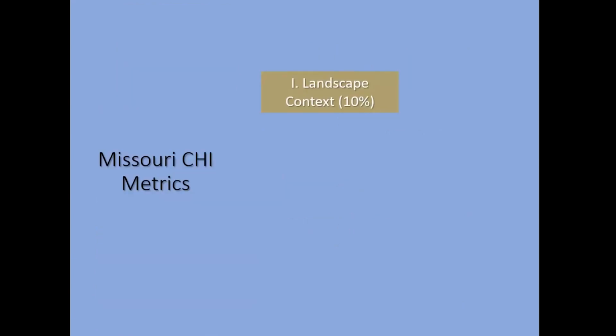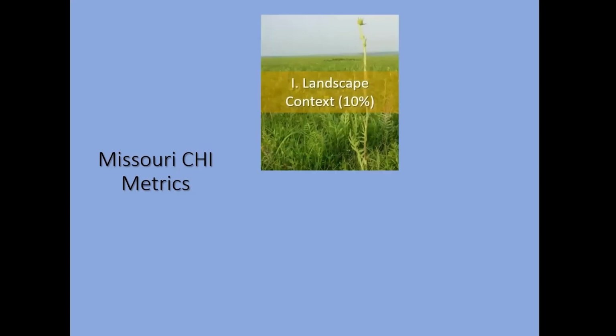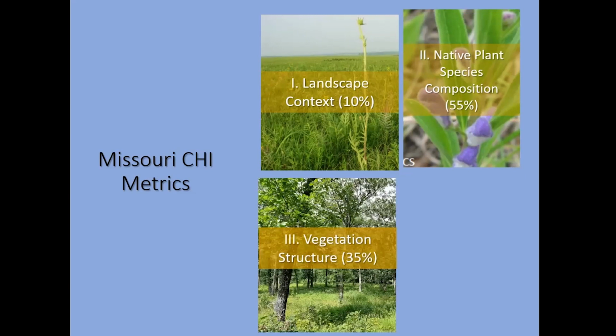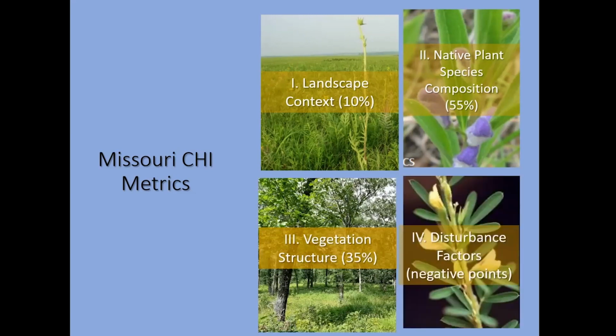So the CHI attempts to assess 4 broad metric groups, including landscape context and patch size, native plant species composition, vegetation structure, and negative impacts such as non-native invasive species and local disturbance on the sites. So you'll note here that native plant species composition and structure does account for the bulk of the CHI score.